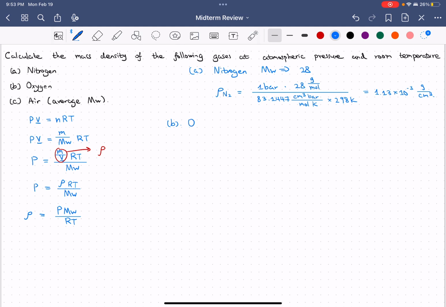For oxygen, we will use the exact same equation, and the only thing that changes is the molecular weight. Here, the molecular weight of oxygen is 32. Again, the numbers for temperature, pressure, and the ideal gas constant are the same. So the mass density of oxygen at atmospheric pressure will be 1.29 times 10 to the negative 3rd grams per cubic centimeter.